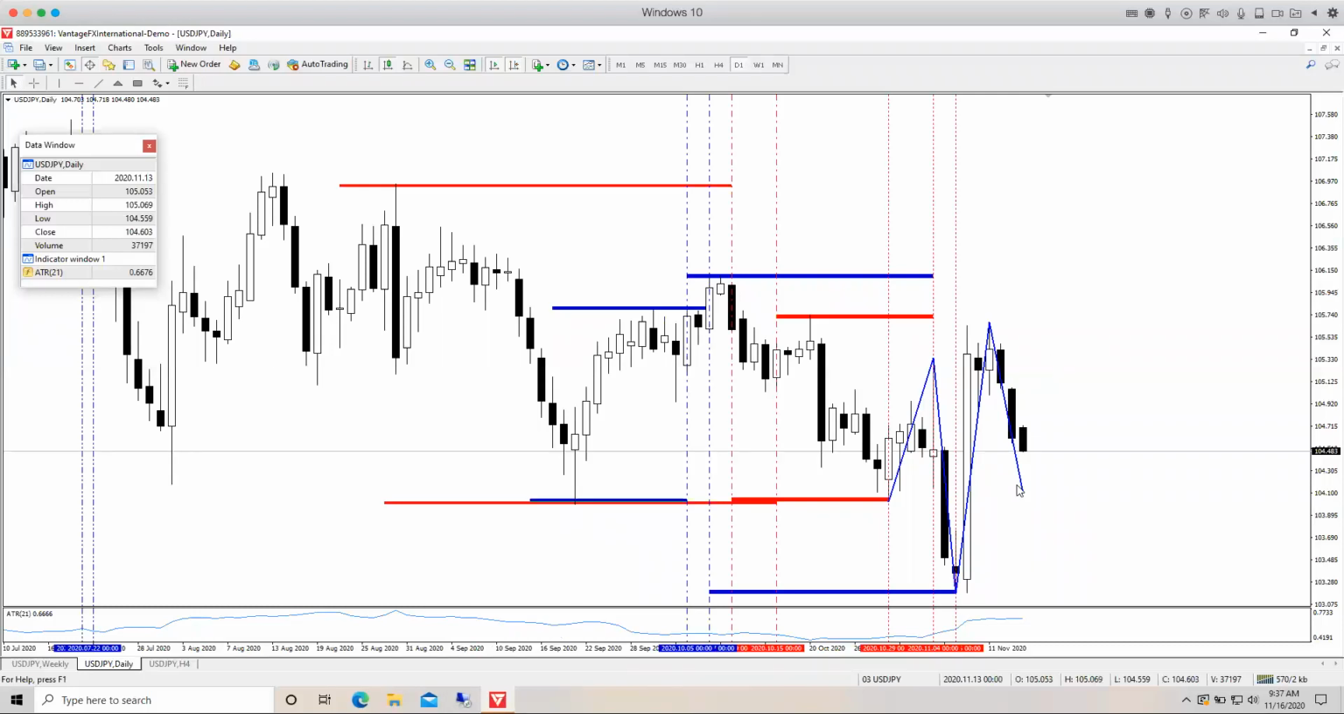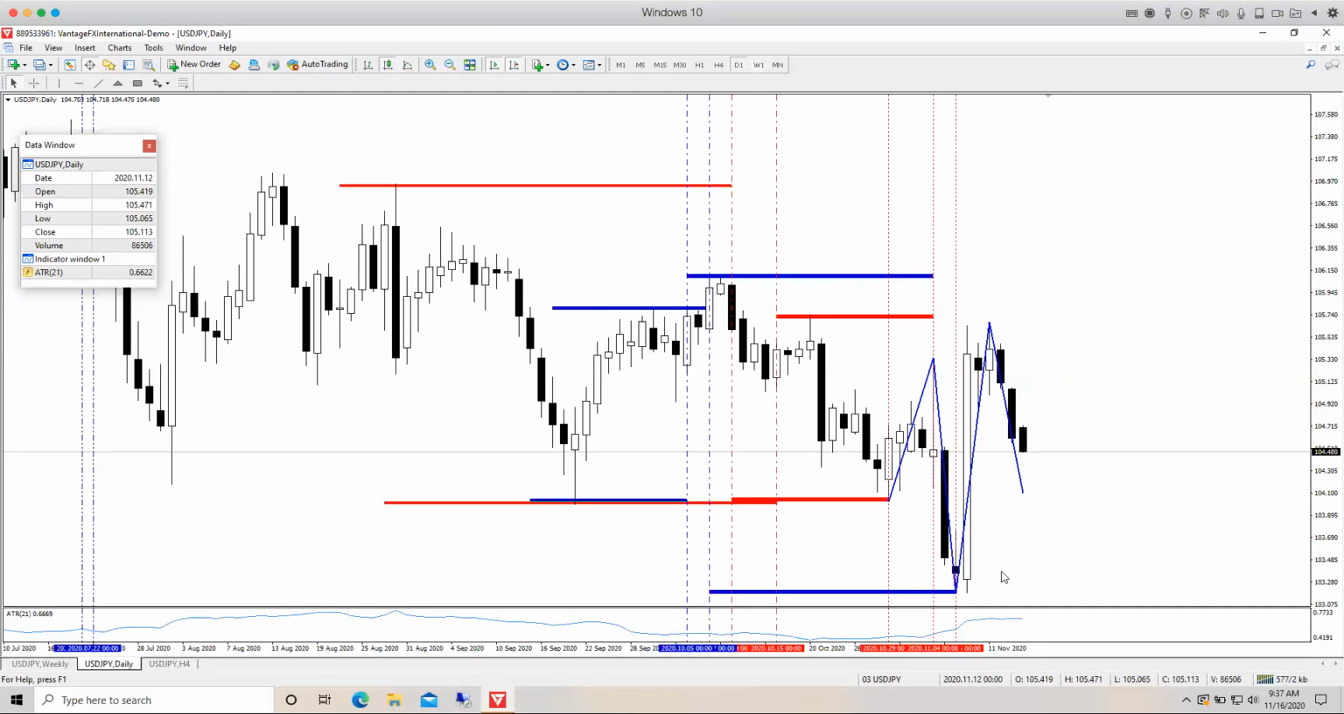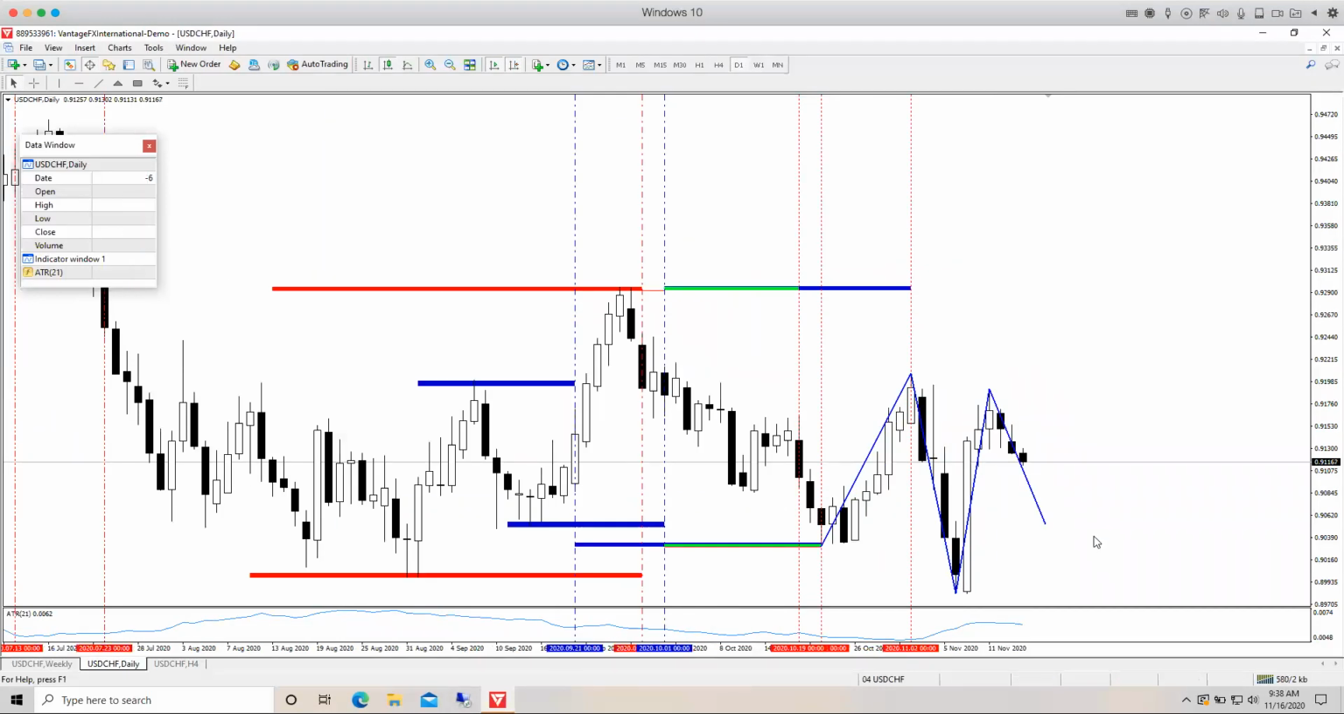Dollar yen, very much inside of the channel on daily. We did see that test outside as well a couple of weeks ago. We spoke about that on weekly, but it's very much back inside of that channel. So we're not really interested in this one at all for any trending type strategies, which is obviously what I'm focusing on here.